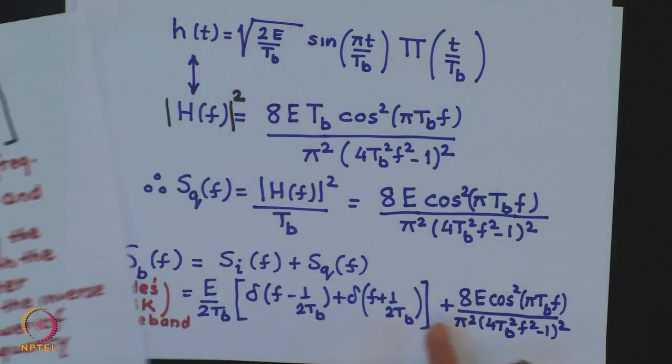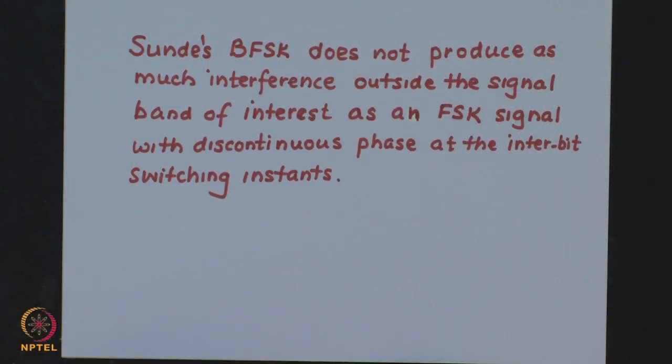Whereas in the earlier case of BFSK, we had only the sinc function squared, so the fall off was at the rate of 1 by f squared. What this implies is that Sunde's BFSK does not produce much interference outside the signal band of interest, unlike an FSK signal with discontinuous phase at the interbit switching instance. This is an important result, and it is because of the type of shaping pulse we have used. In ordinary binary FSK, the shaping pulse is rectangular, whereas in Sunde's BFSK case, we have a sine function as the shaping pulse.